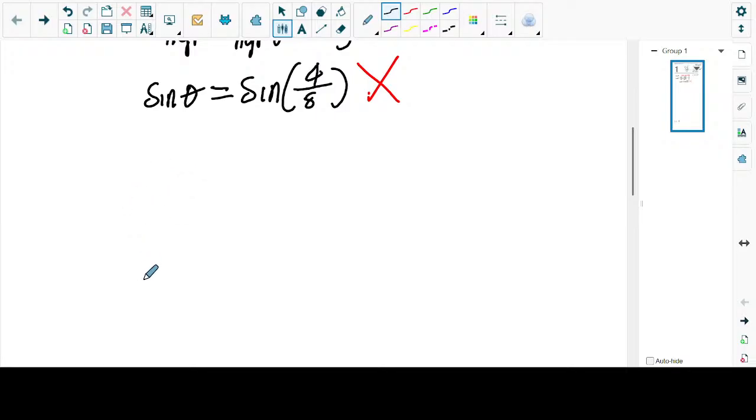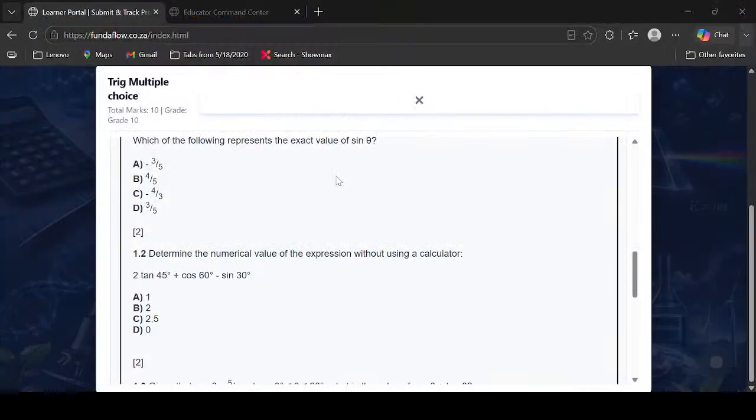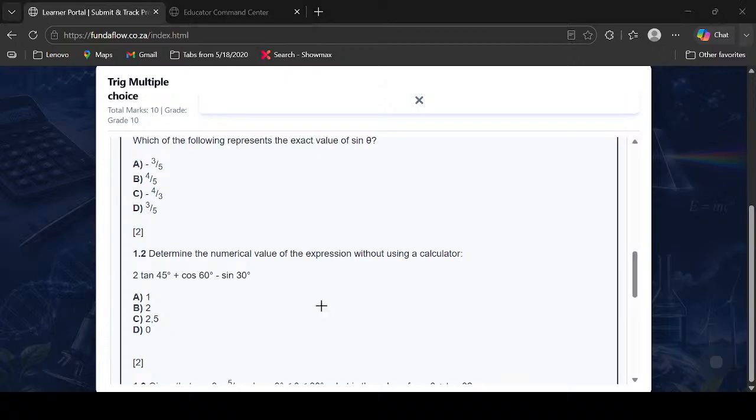Okay. So we are moving on to the next question. What is our next question? Let me go back to the document. It says we should determine the numerical value of the expression without using the calculator. Take the expression. It's grade 10. Okay. It says?